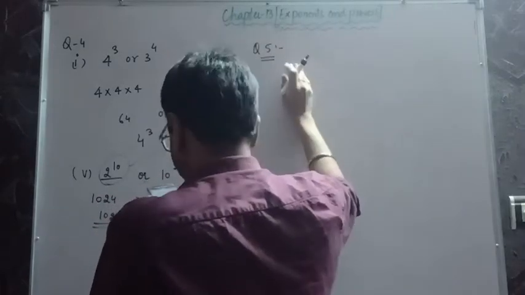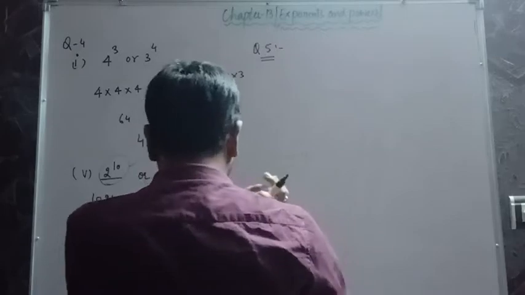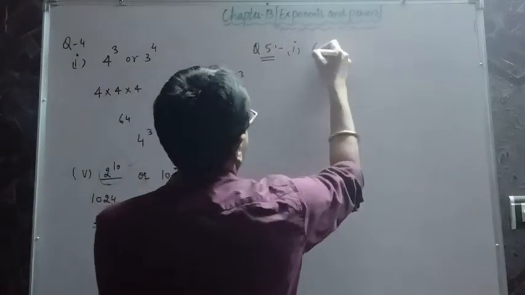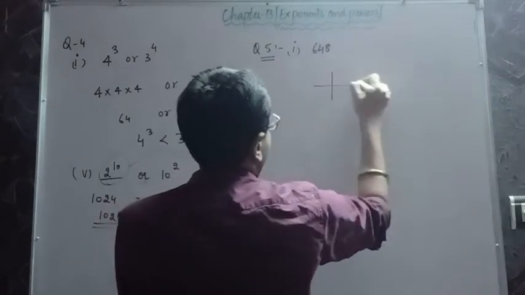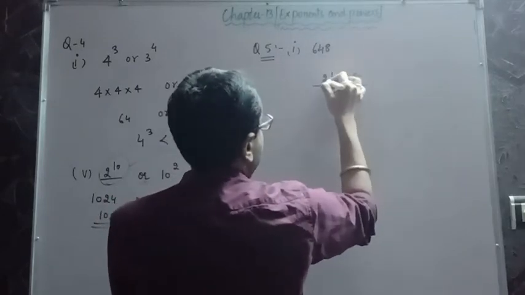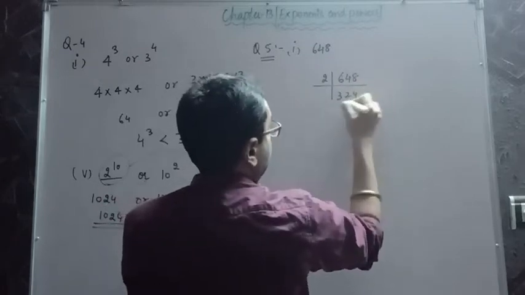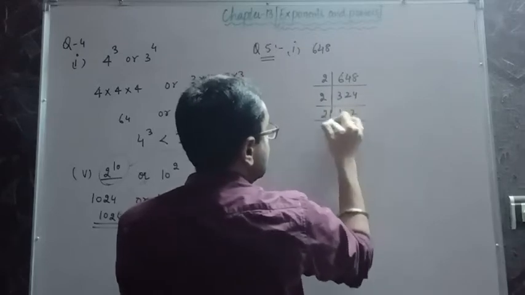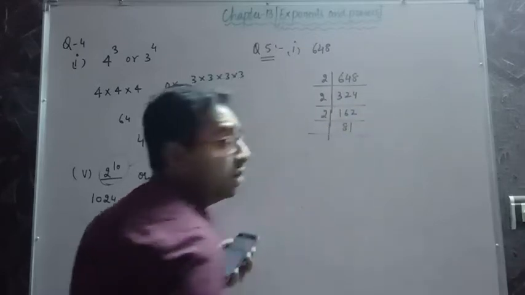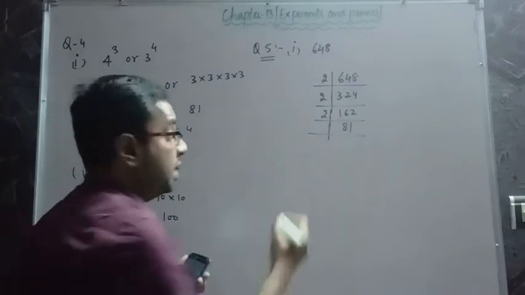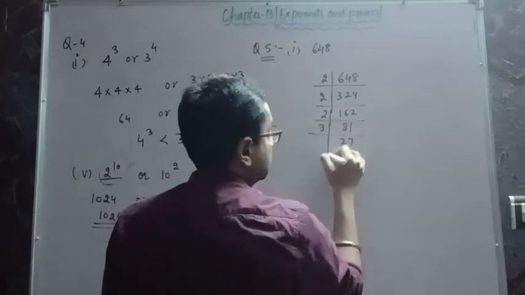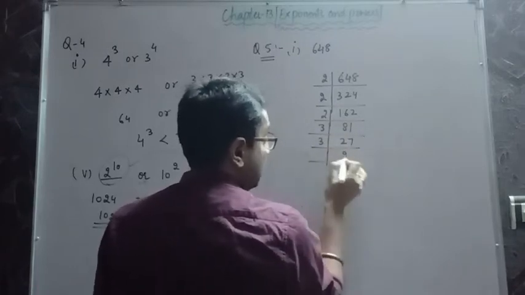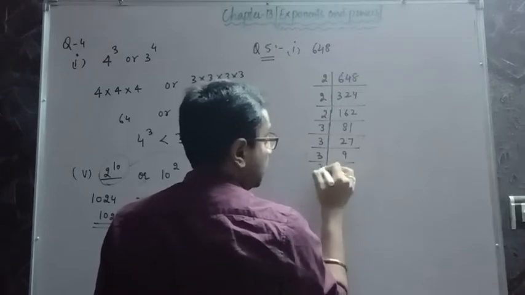Again, we have to represent the following as the product of powers of their prime factors. It means only prime numbers should be there. I am considering the first part, 648. Again, prime factorization. Since it's an even number, I will take 2: 324, then 162, then 81. Now 81 is not an even number, so I will try 3. 3 twenty-sevens are 81, 3 nines are 27, 3 threes are 9, 3 ones are 3.